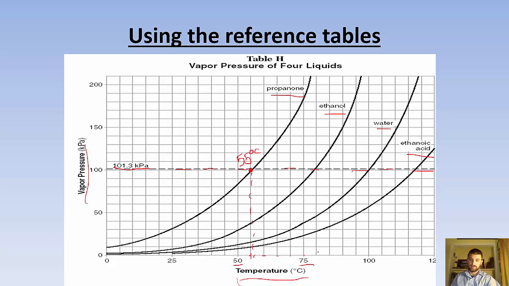Followed across for ethanol, you go down, hits the line about here. That'd be about 80 degrees Celsius. Water, about 100 degrees Celsius. And ethanoic acid, it's going to be right in between there. So we got 105, 110, 115. So I would say probably like 117 degrees Celsius.